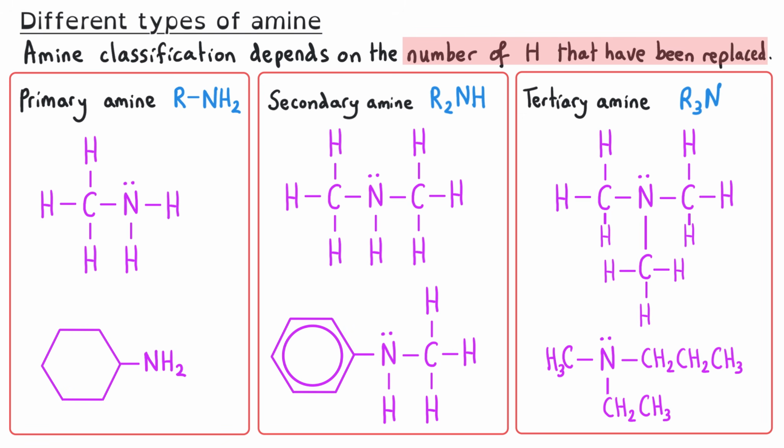The key skill is recognizing that we don't count how many NH2 groups are in the molecule, and we don't look at the length of the carbon chains. We only count how many of those carbon chains are bonded directly to the nitrogen atom. 1 means primary, 2 means secondary, and 3 means tertiary. And this classification is important because it affects the naming of amines, and it also is linked to their reactivity as bases and as nucleophiles.